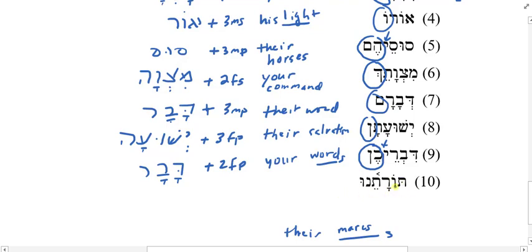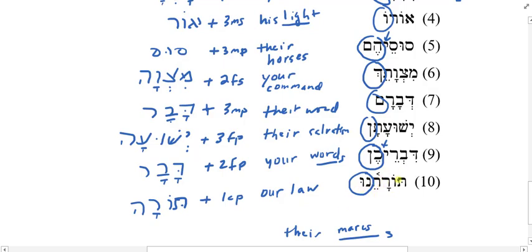And the last one, we have Torathenu. Say that. Torathenu. What's the lexical form here? Torah. What is Torah? Law or instruction. Good. Torah becomes Torat before I add a pronoun to it. My pronoun is nu. Which pronoun is that? That's 1CP. So whose Torah is this? Our. And is it one Torah or many? One. So our law or our instruction.